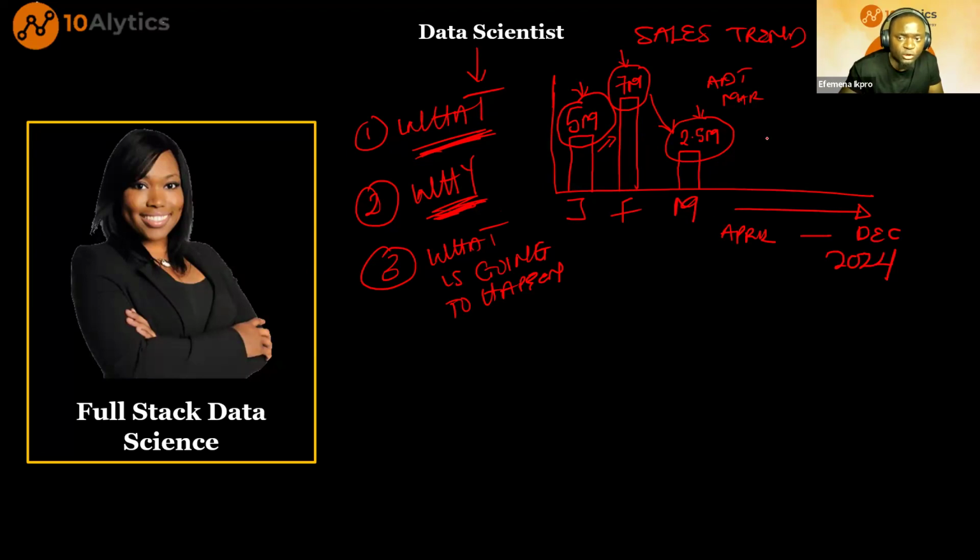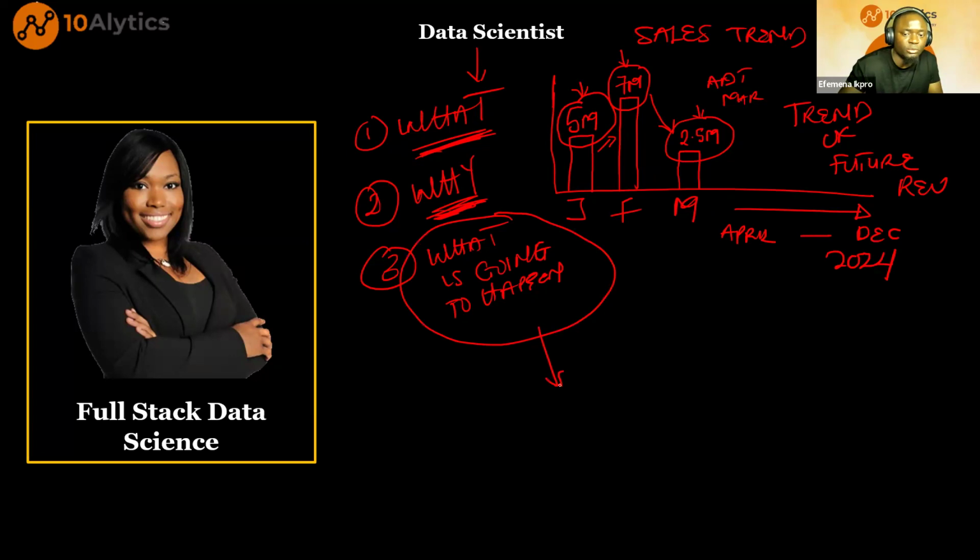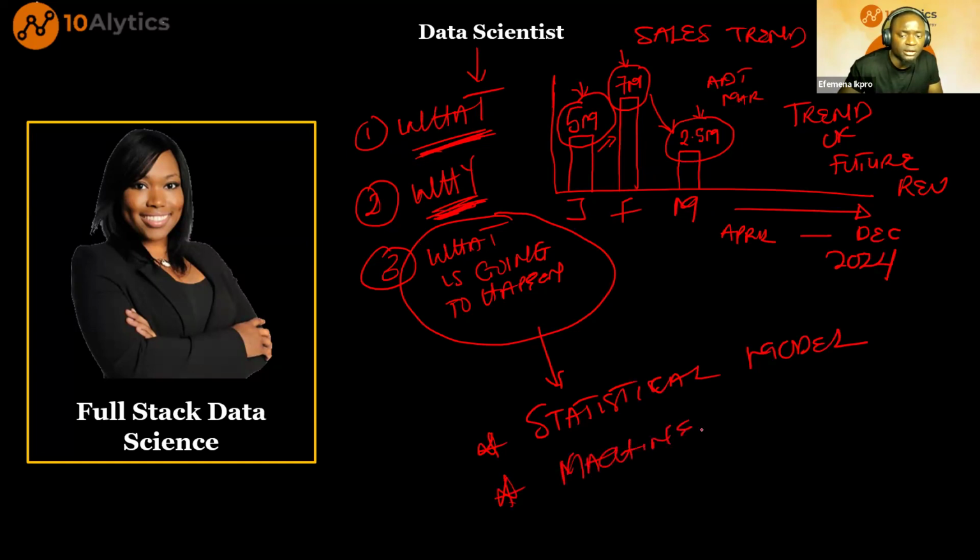So the business also wants to see the trend of future revenue. I want to see what's going to happen from April to December 2024. Can you do a projection for me? That's where we, as data scientists, now start to work with what we call statistical models. That's where you do all your statistical modeling, regression, logistic regression, and so on, where you start to do what we call machine learning, in order for you to be able to project, forecast, and predict what will happen in the future.